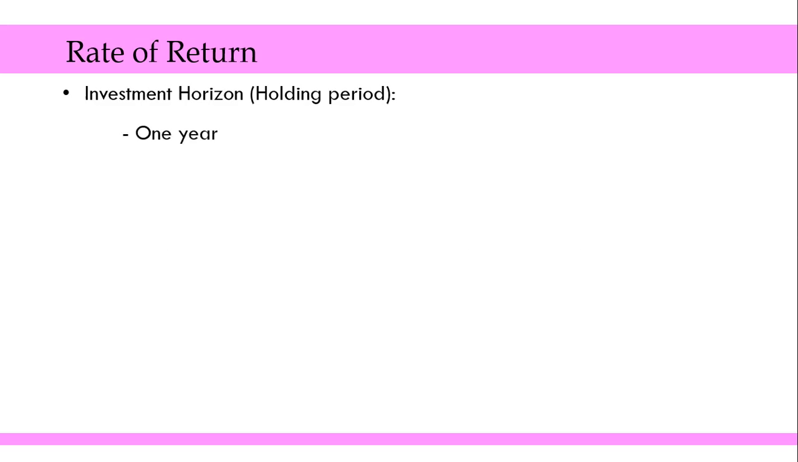Now, in order to compute the rate of return, we will look at three different investment horizons or holding periods. The first one is a 1 year holding period. That means investment is done today, which is maturing 1 year from now. Second is investments which have more than 1 year horizon, or investments which have a life of more than 1 year. And third is investments with less than 1 year life.